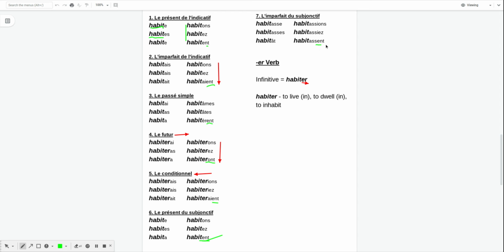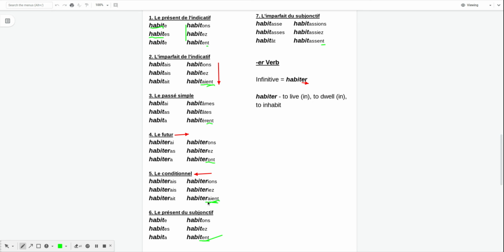The number 7, l'imparfait du subjonctif, this is what I call the S tense. It's got a lot of S's here, but that ENT ending is here, and that's all in contrast to le futur, which just uses ONT. Another thing that I like to look at when I'm comparing these tenses is the use of AIENT on l'imparfait de indicative, and its commonality here with le conditionnel, which uses that same ending.